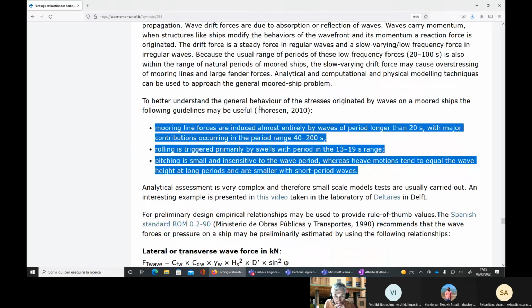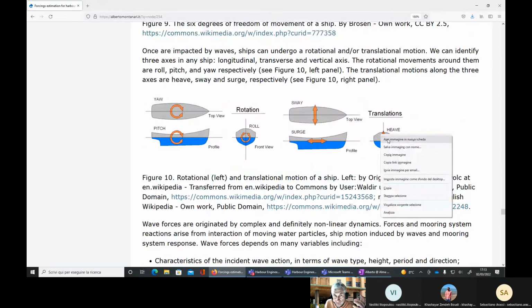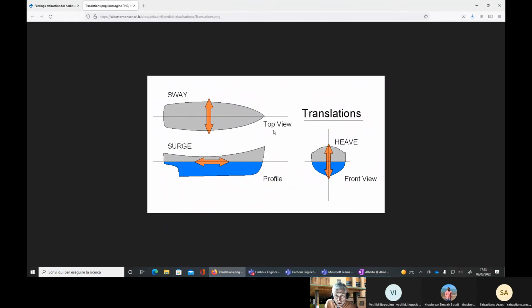Now, pitching is small and insensitive to the wave period usually, whereas heave motions, let's see what heave is in a second, tend to equal the wave height at long periods and are smaller with short period waves. What is heave here? These are the translations. You can call it sway, top left. It's translation along the transversal direction. Surge is the move along the longitudinal direction. Heave is the movement along the vertical direction.